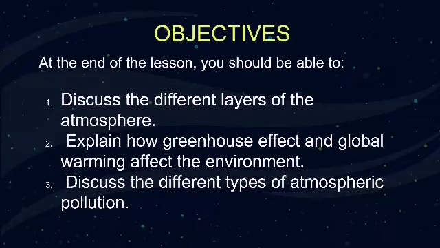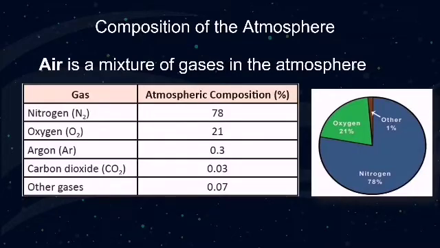We humans take the air around us for granted. But, as with other resources, man cannot live without air. So air is a mixture of gases in the atmosphere. As you can see here, the atmosphere is composed of different gases. The most abundant gas in the atmosphere is nitrogen. It composes 78%. Next is oxygen, the second most abundant gas in the atmosphere.